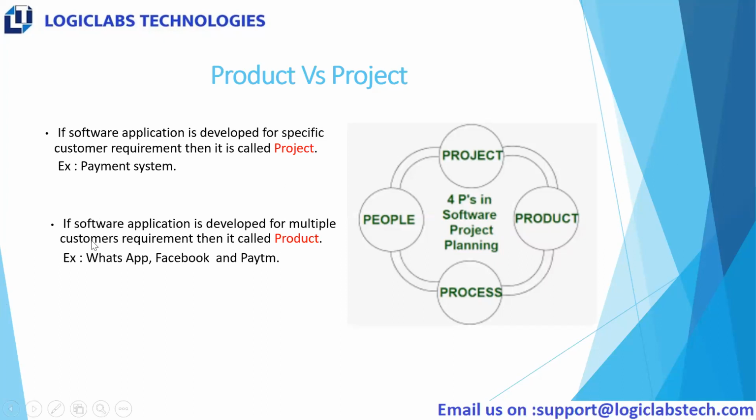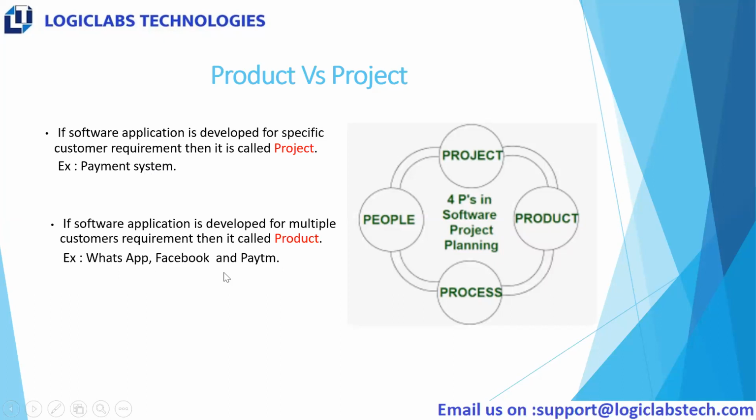Similarly, if a software application is developed for multiple customer requirements, then it is called a product. That is specific to different types of users across the globe. For example, WhatsApp, Facebook, or Paytm. These are products used by multiple users, not specific users. A project means only specific users, related to a particular domain, like banking or a payment system domain. That's a project. A product is ongoing, with continuous delivery and continuous improvement.